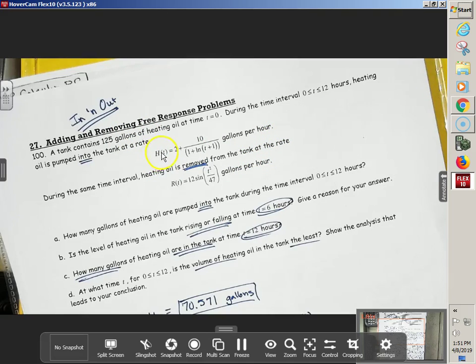This is the rate of how fast coming in, gallons per hour, the rate of how fast going out, gallons per hour. So all I need to do is plug in the time, 6, to say, hey, is it coming in faster or going out faster? And if it's coming in faster, won't the level be rising? If it's going out faster, wouldn't the level be falling? There are different ways of doing it.